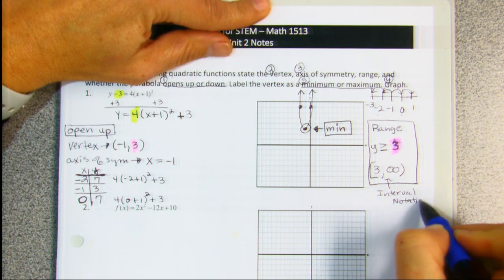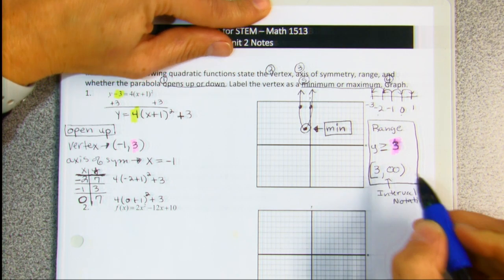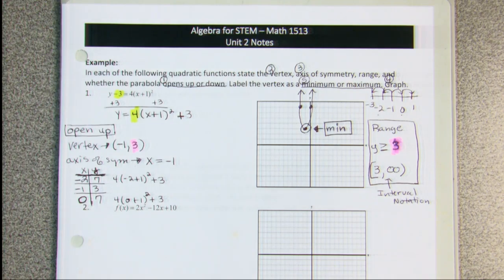And some of the problems on WebAssign, you're just answering maybe the range. Or maybe you're just answering what's the axis of symmetry. It's not that you have to do all of these things at the same time for every problem you do in WebAssign. So just remember where you did each part so you'll know what to look at.